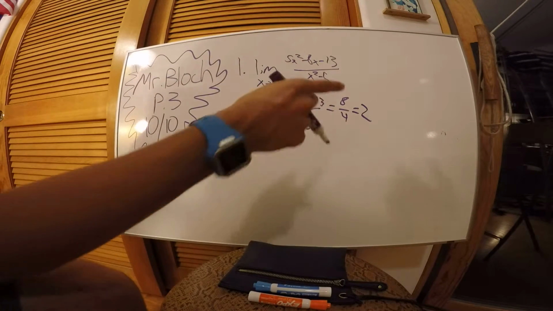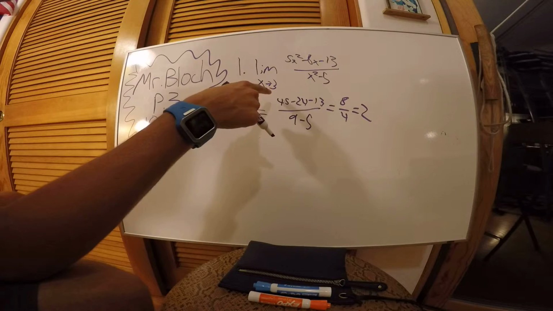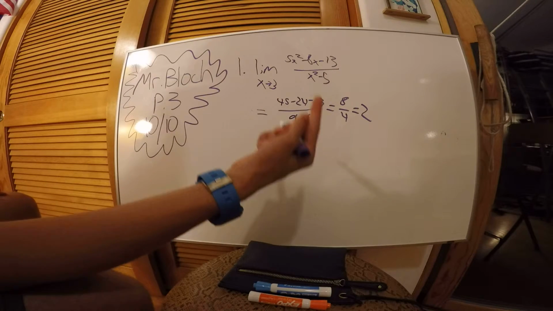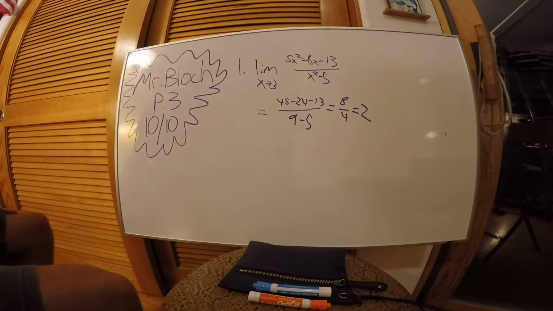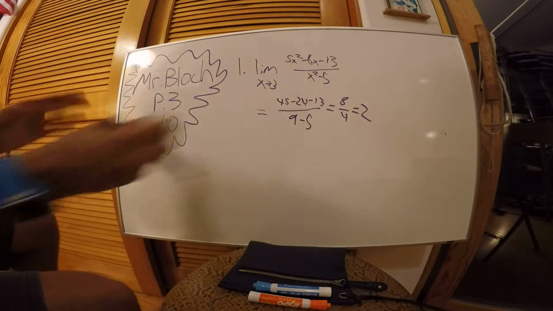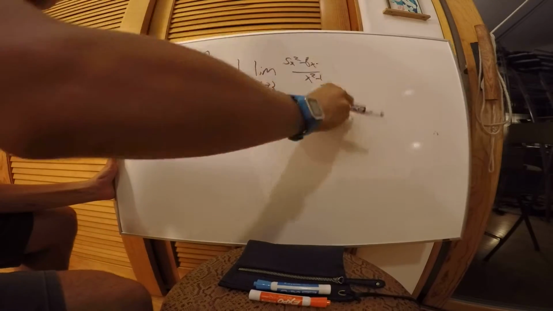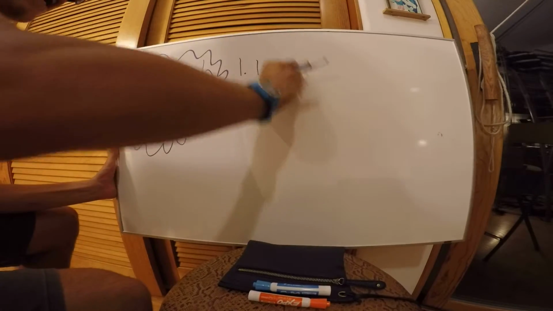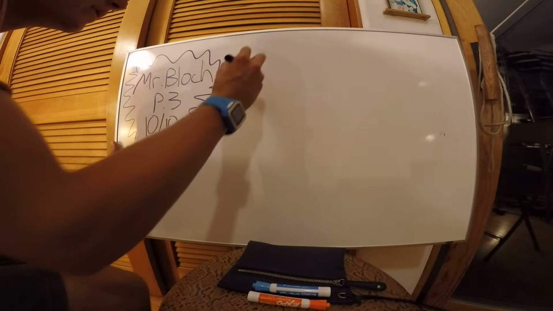So, recapping. As x goes to 3, that's the x value, the y value will be equal to 2. Okay, so that one was a gimme. If this one shows up on your AP exam or on any of the tests in this class, you are one happy camper. So, okay, let's move on to number 2.